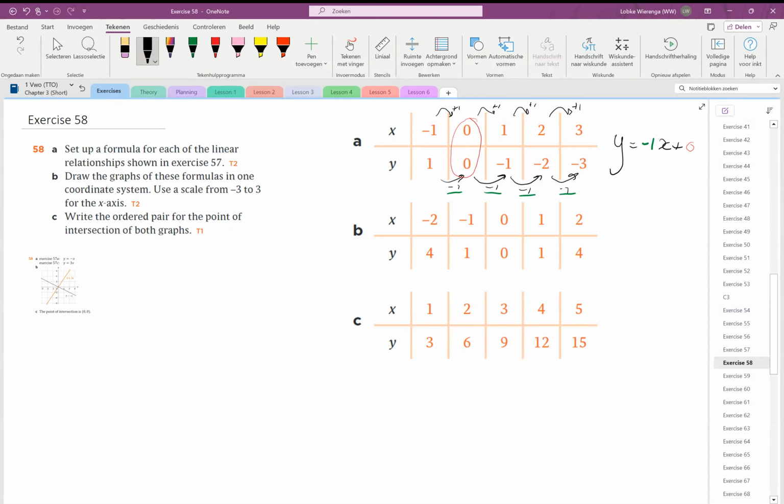Okay, but now let's think about this minus 1x. We don't write down the 1, so this will be minus x. And something plus 0 doesn't really make sense. So it's just minus 1x, or minus x, I'm sorry.